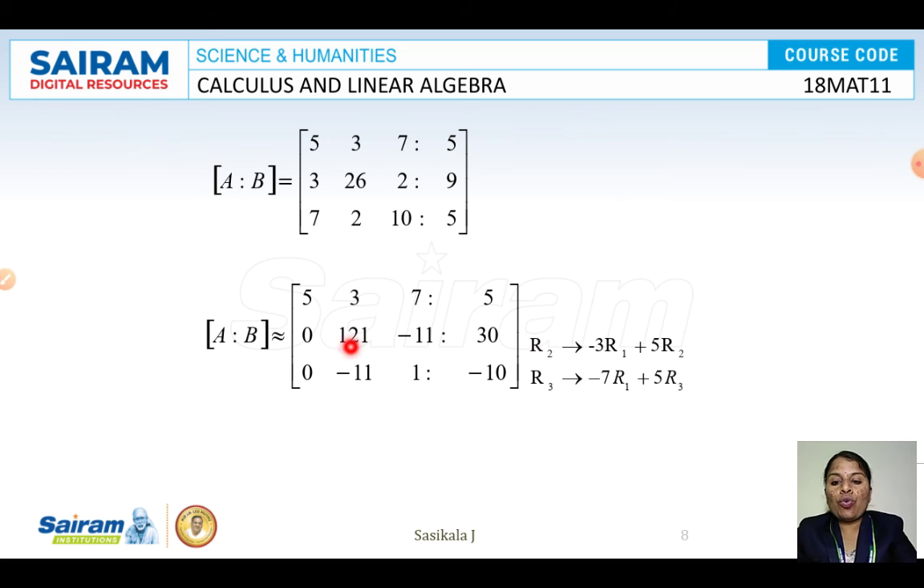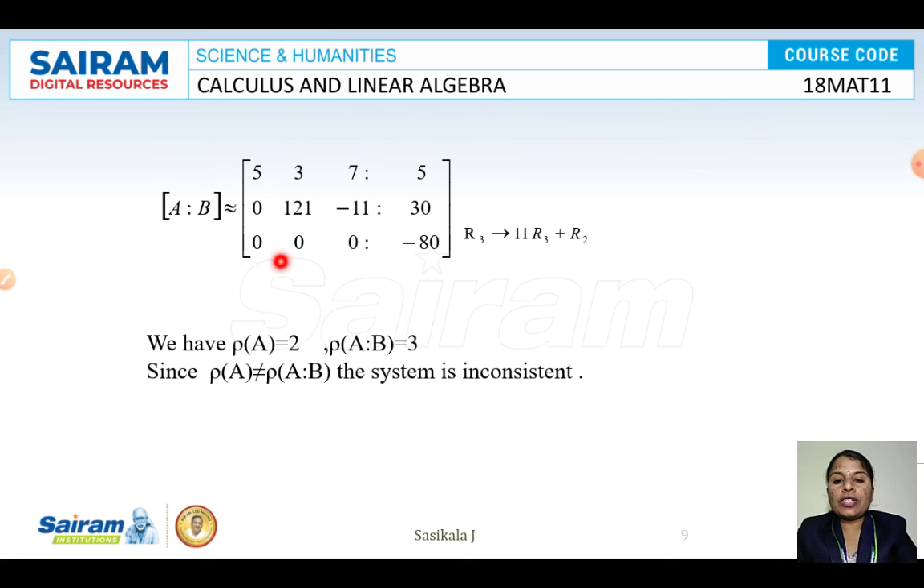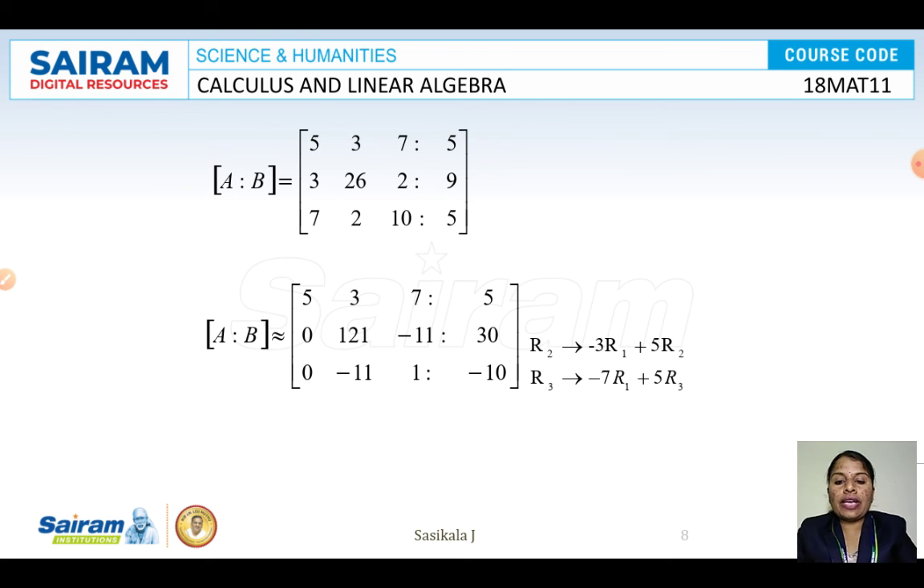Then you will get 0, 121, minus 11, 30. What will be your third row? R3 implies minus 7 times the first row, so minus 7 R1 plus 5 R3. It will become 0, minus 11, 1 and minus 10. Now I have to convert the third row's second element to 0. What I actually have is 11.